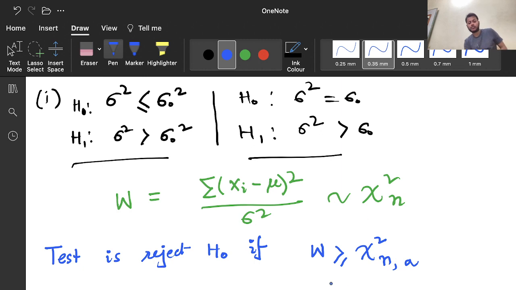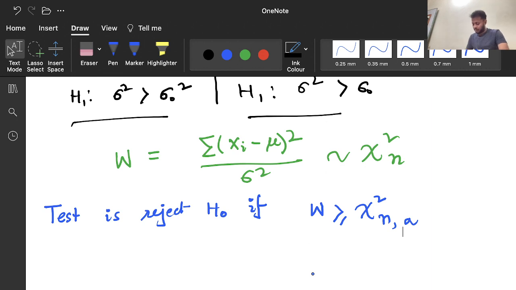Since it is greater than, the same logic follows: if I cannot describe my data point from the 1 minus alpha percentage of the distribution, and cannot explain my data from the rest, the alpha percentage of the distribution, then we will reject the null hypothesis. That is the main rationale behind this test.